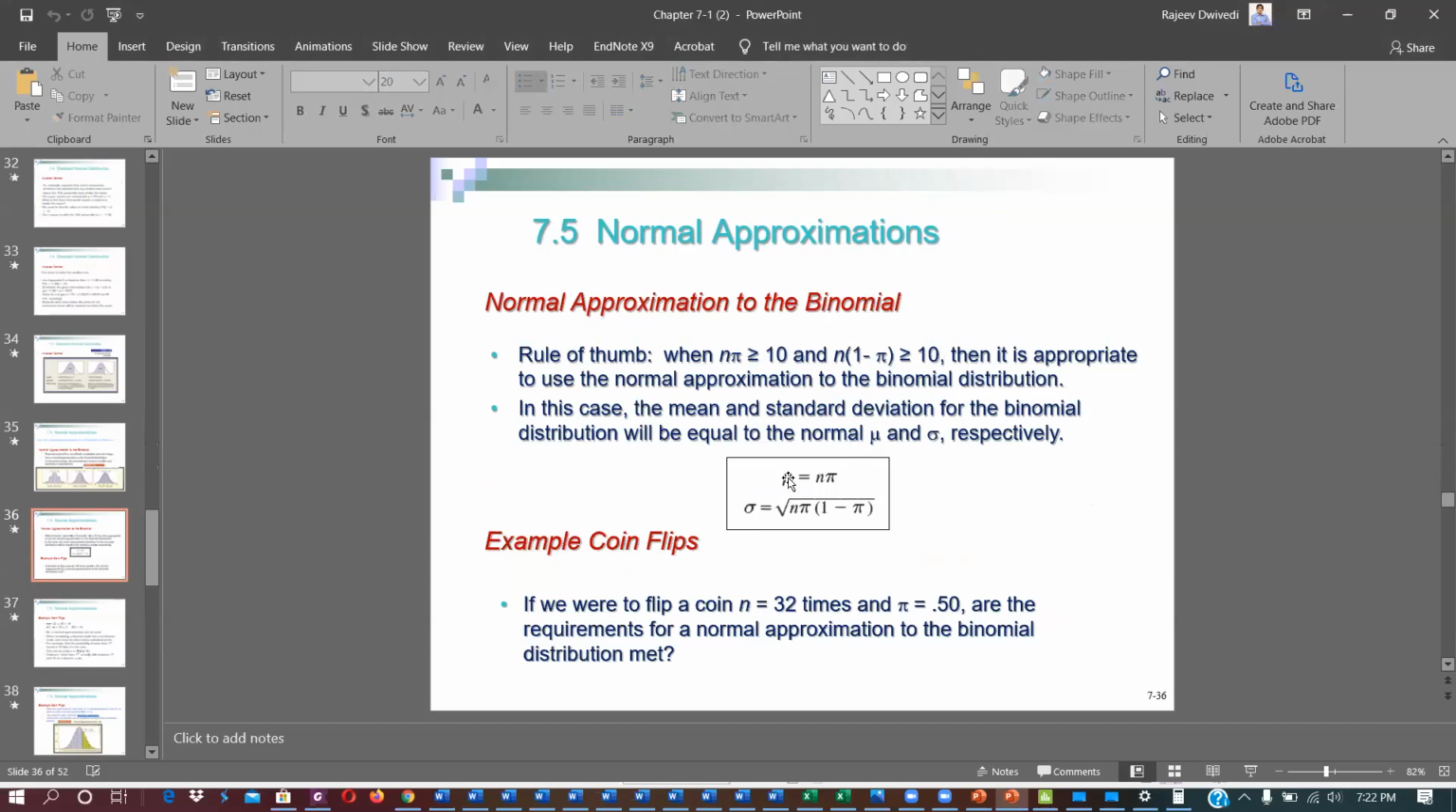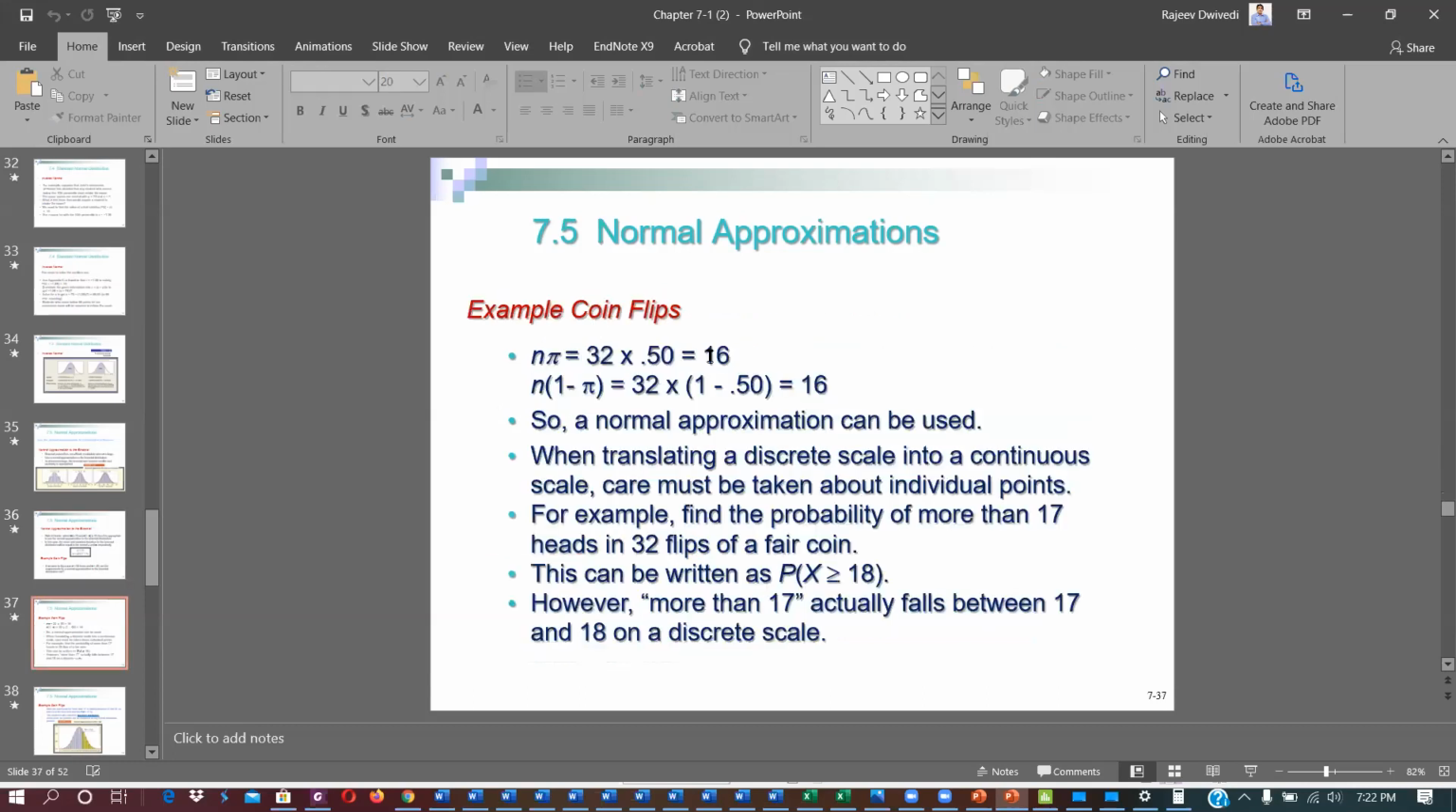What do we need for normal distribution? We need mu and sigma. And what is normally given for binomial? N and pi. You can calculate mu and sigma and you can compute. So basically, how can you convert binomial to normal? For example, n equal to 32 and pi 0.5 gives 16, and this is also 16, which is greater than 10. In this case, you can convert.